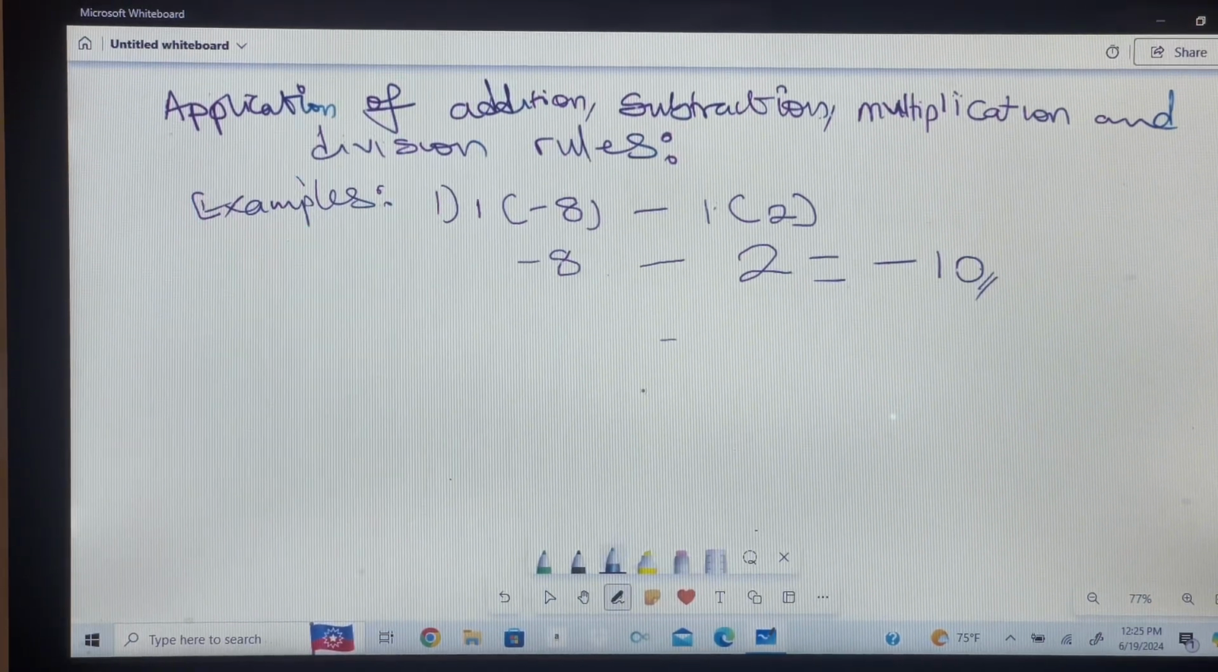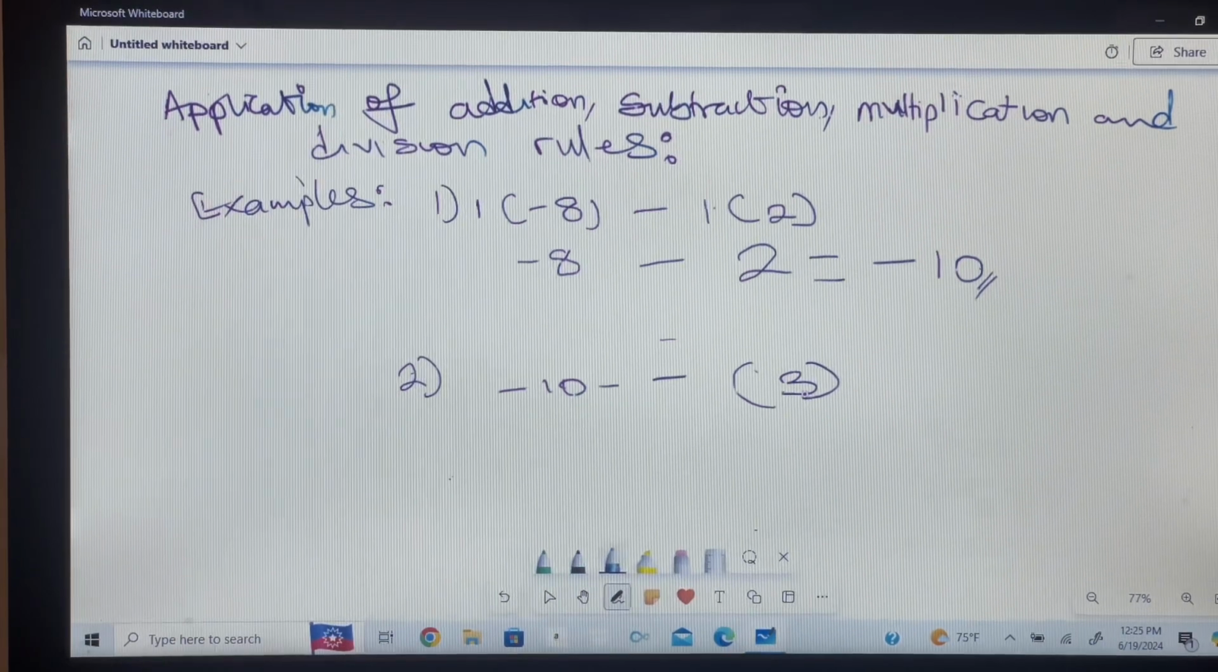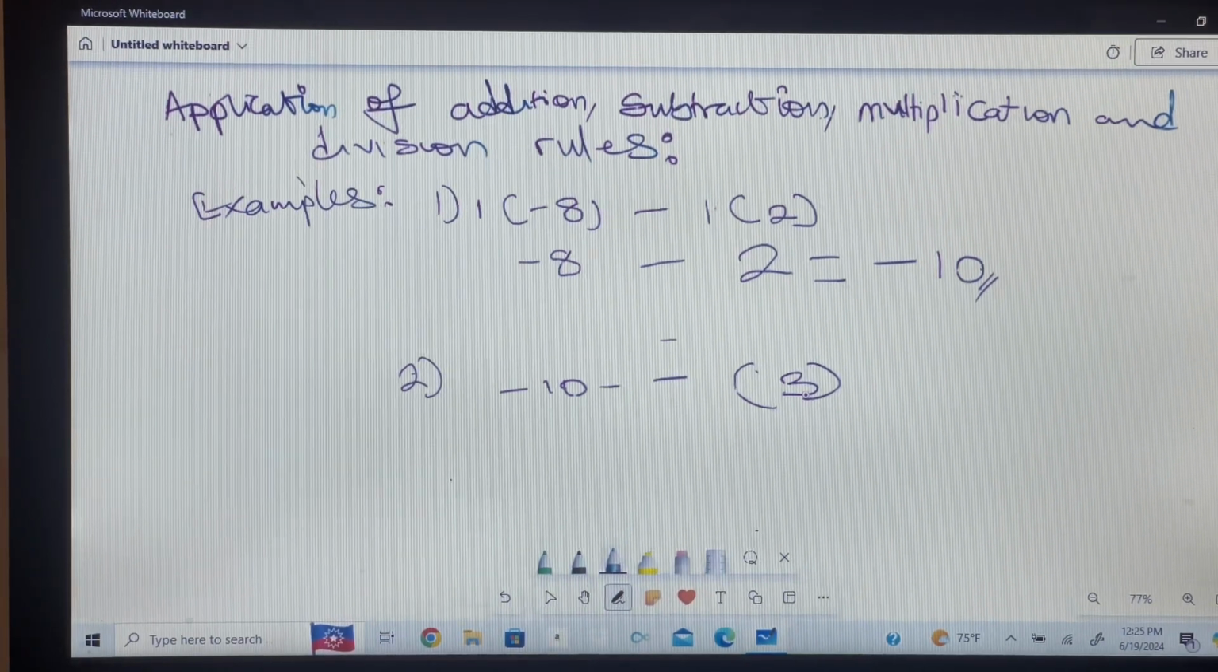So example 2. We're given something like negative 10 minus minus positive 3. Whenever you see minus minus, it means plus. Whenever you see plus plus, it means plus. Whenever you see negative plus, it means negative. And whenever you see plus negative, it means negative.